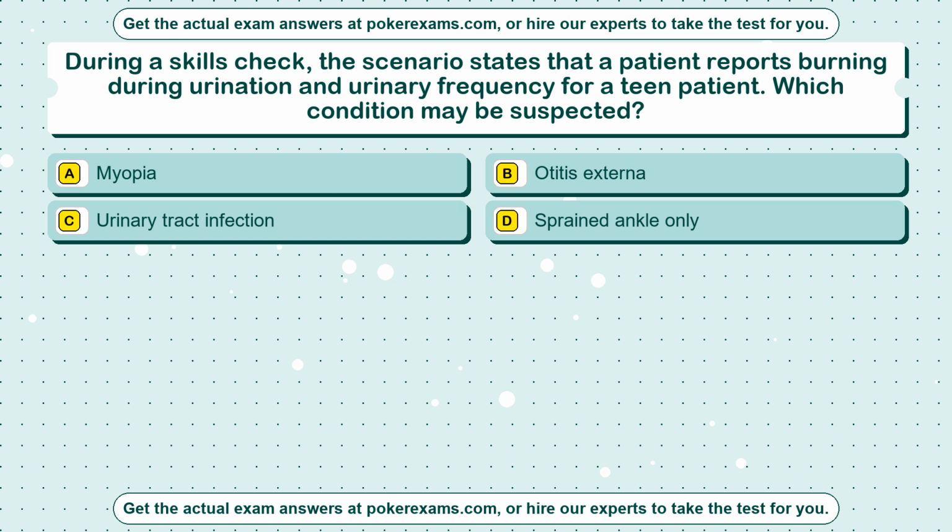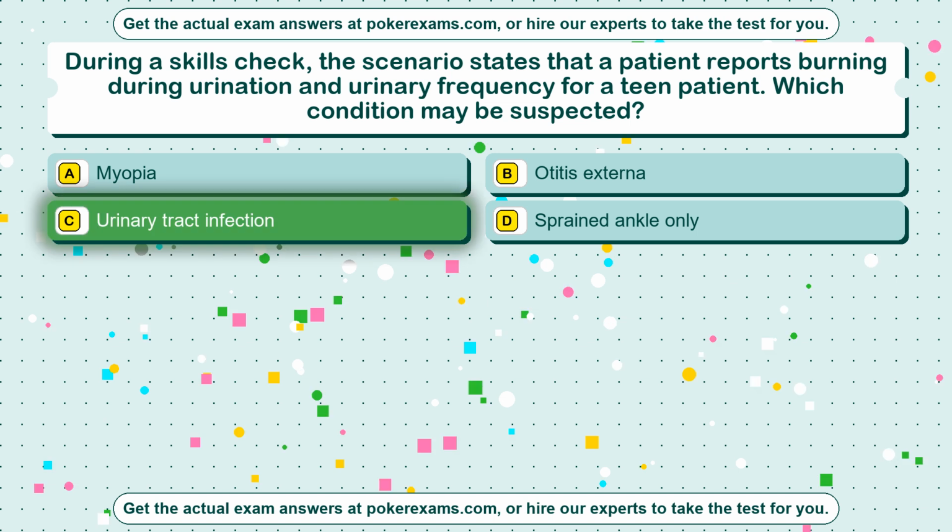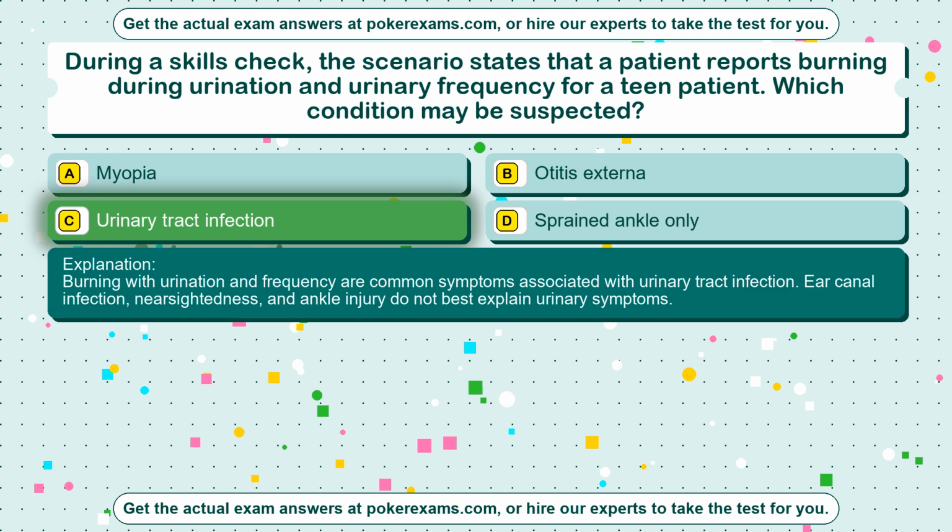Question 87. During a skills check, the scenario states that a patient reports burning during urination and urinary frequency for a teen patient. Which condition may be suspected? Option A, myopia. Option B, otitis externa. Option C, urinary tract infection. Option D, sprained ankle only. The correct answer is option C, urinary tract infection. Burning with urination and frequency are common symptoms associated with urinary tract infection. Ear canal infection, nearsightedness, and ankle injury do not best explain urinary symptoms.